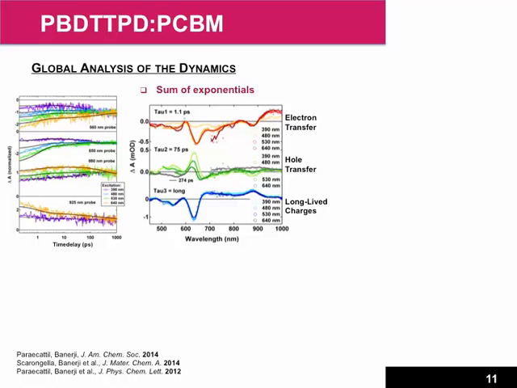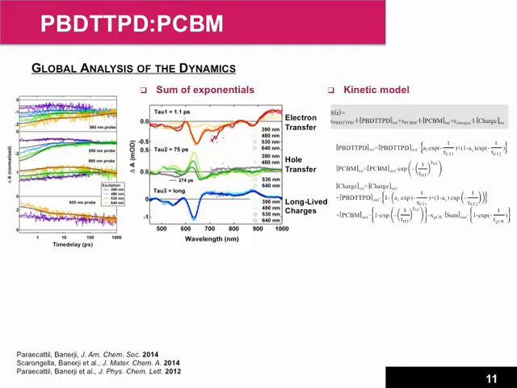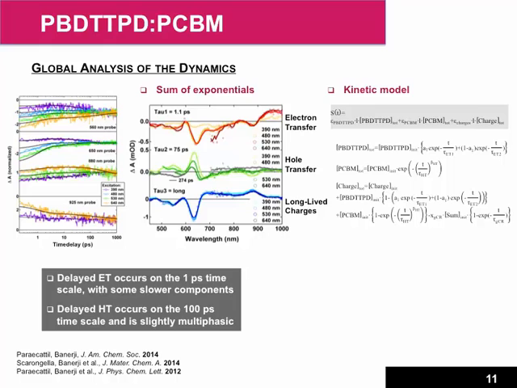But since sometimes this exponential model doesn't have so much physical meaning, we also developed a kinetic model which really took into account the evolution of all the different species, and the information we got from this more complicated analysis is very similar. You get a delayed electron transfer, which is still quite fast, 1 picosecond time scale, and delayed hole transfer, which is much slower, which occurs more on the 100 picosecond time scale, and which is slightly multiphasic.